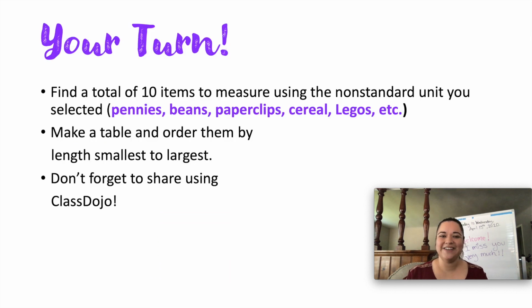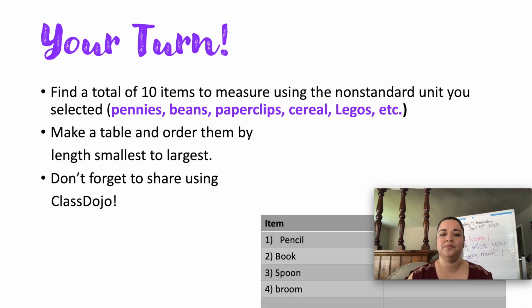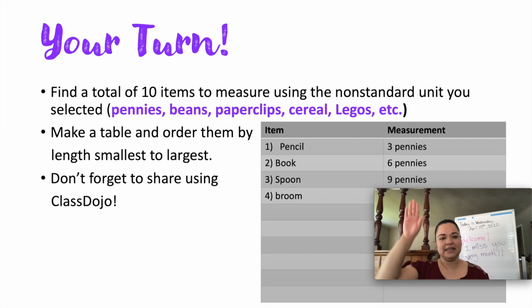All right, your turn. You're going to look for 10 items around your house that you're going to measure using your non-standard unit, whether it be cereal, pencils, beans, Legos, whatever you decided, pennies, dimes. But you're going to measure all of your items using whatever unit you selected. Then you're going to make a table. Your table is going to have on one side the item, on the other side its measurement of length. Now when you write them in the table, I want you to do it from shortest to longest.